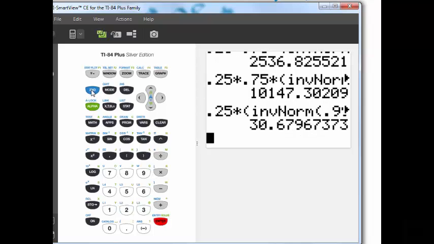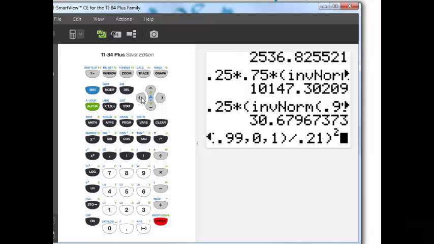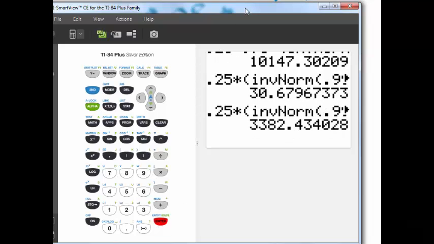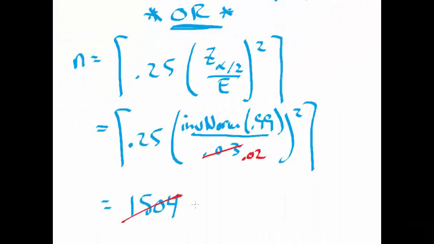Whoops, I did something wrong. That's way too small. Let's see, what should it be there? Quarter times INV norm. Yeah, see, look at that. I got the wrong margin of error in there. 21%. That should be 0.02, like that. Okay, yeah, 3383. Of course, you see it's increasing as we would expect.